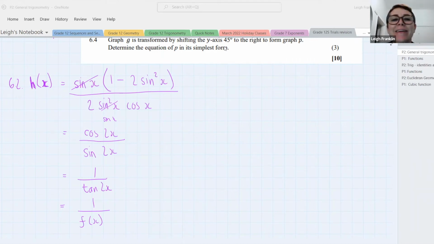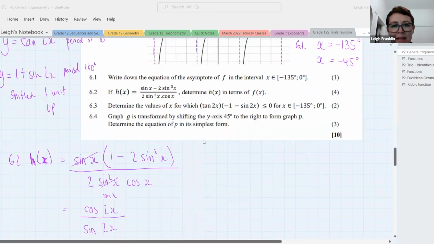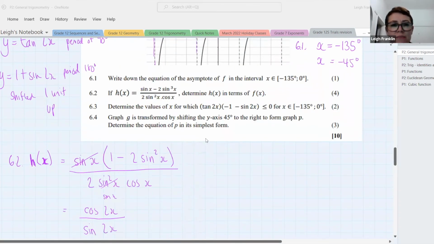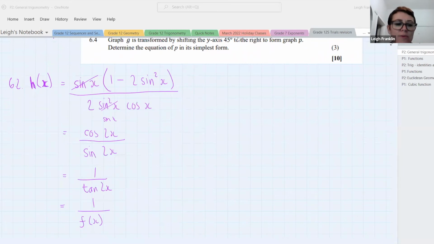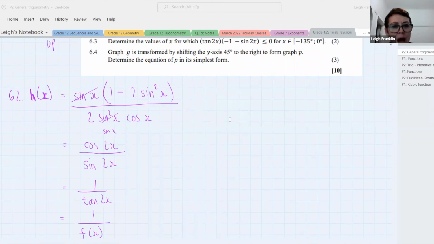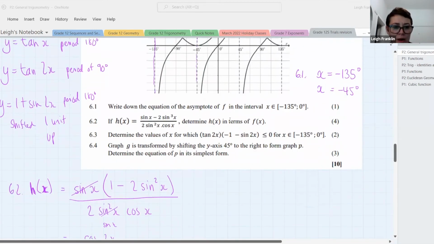Okay. Yes, can you see, Lee? If we had to leave it at 1 over tan 2x, would we still get the mark, or do we have to leave it at 1 over f of x? I would say you'd have to leave it as 1 over f of x, because they did say in the question that we've got to write h of x in terms of f of x. So yes, I would say we would have to do that. Okay. Yes, ma'am. So, ma'am, where would we actually get the marks for this sort of question? Okay. I think there would have to be a mark for factorizing.